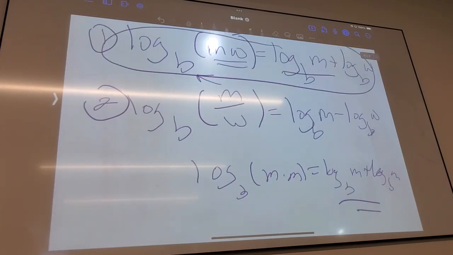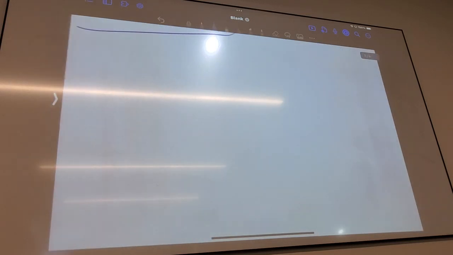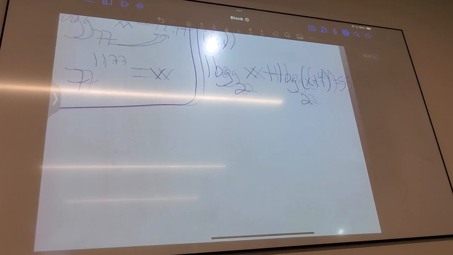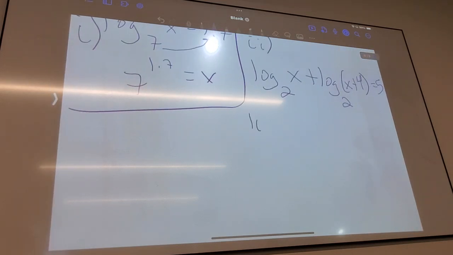I have log plus log, I can rewrite it as log of the product, yes? Math goes both ways. So log base 2 of... when I add the powers, that must mean I was multiplying this stuff. That's all you gotta remember. When do you add powers? When you multiply. I'm adding powers, correct? Because logs are powers, so it must mean I was multiplying.